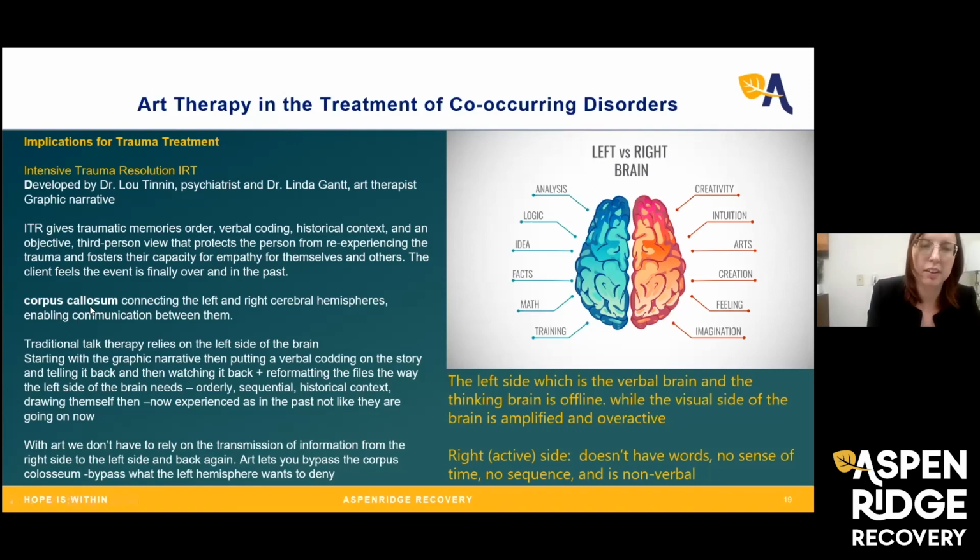The corpus callosum is what's connecting the right and left side of the brain, and it enables communication between the two. But if we have the whole left side shut down, then there isn't good communication. But art lets us bypass the corpus callosum and access the trauma and then move it to the other side of the brain. I hope that makes sense. Even drawing could be that bilateral stimulation as they're talking about something. There's a lot of different ways that art could be used with trauma.